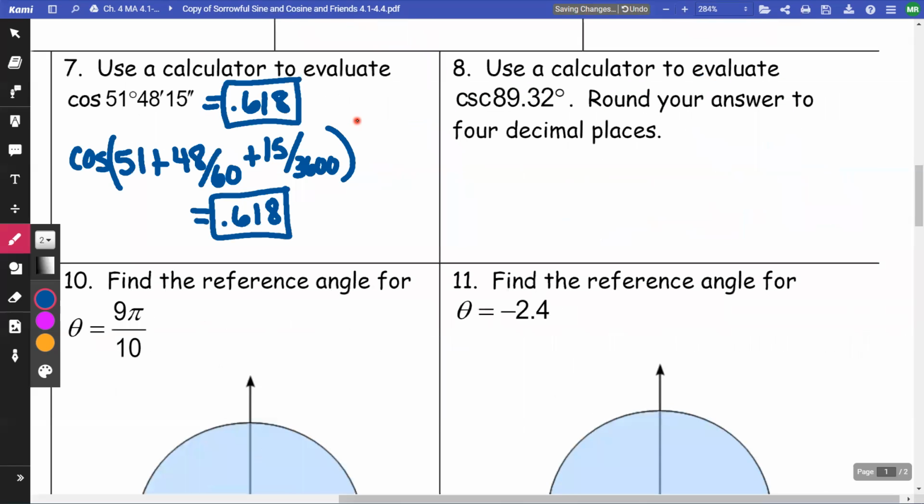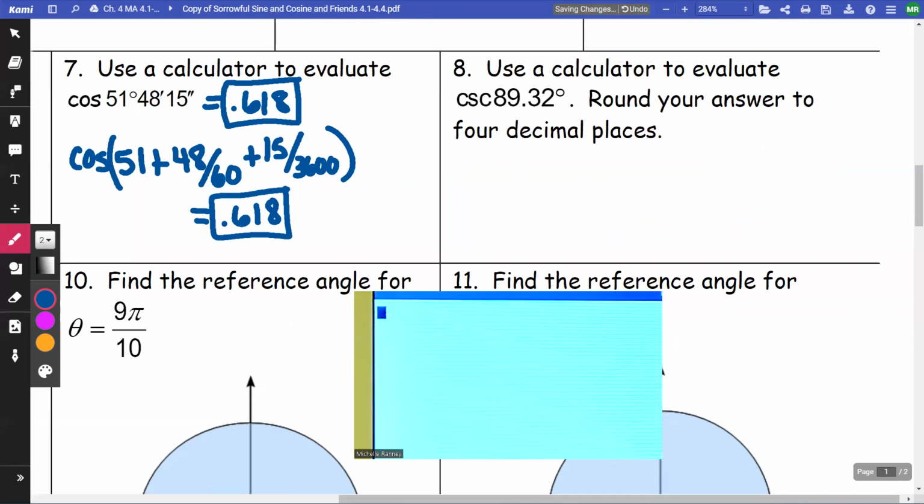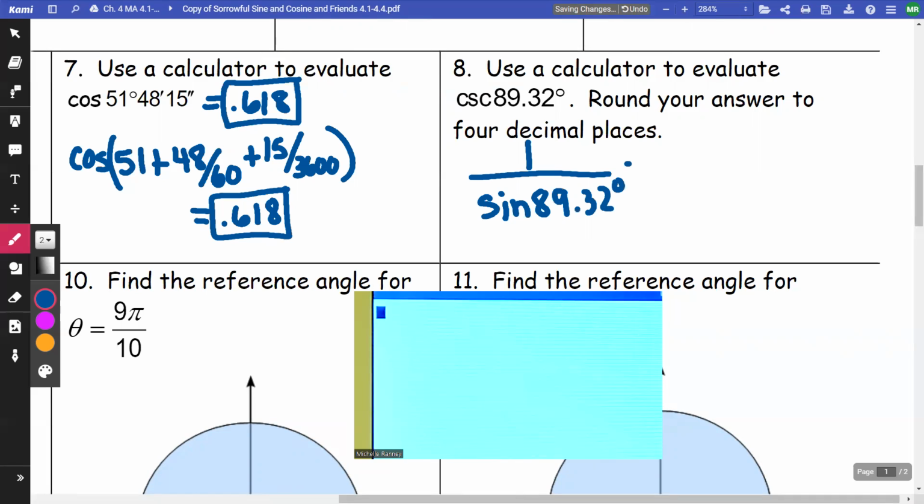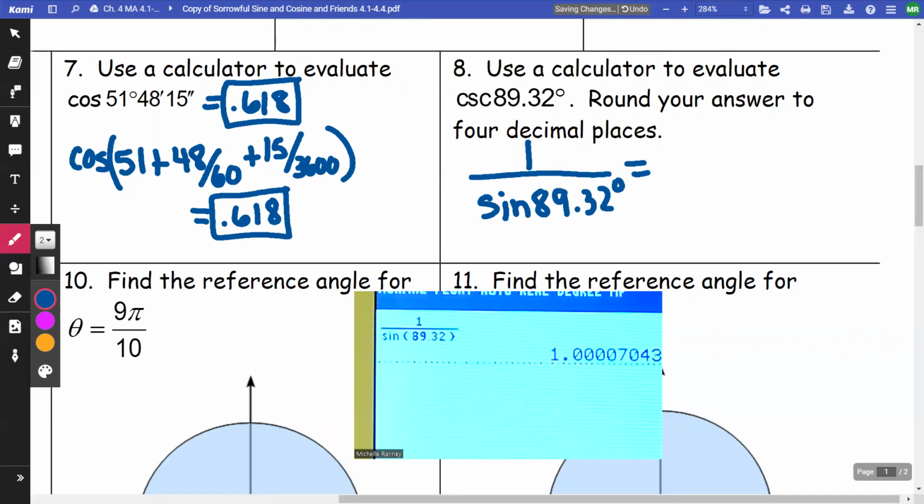Now on number 8, when we're doing this, I'm going to go through the same process. This is cosecant. So this is going to be 1 over sine of 89.32 degrees. And we end up with it being about a 1. It's not exactly 1. Sine of 90 degrees would be 1, but it's about a 1.